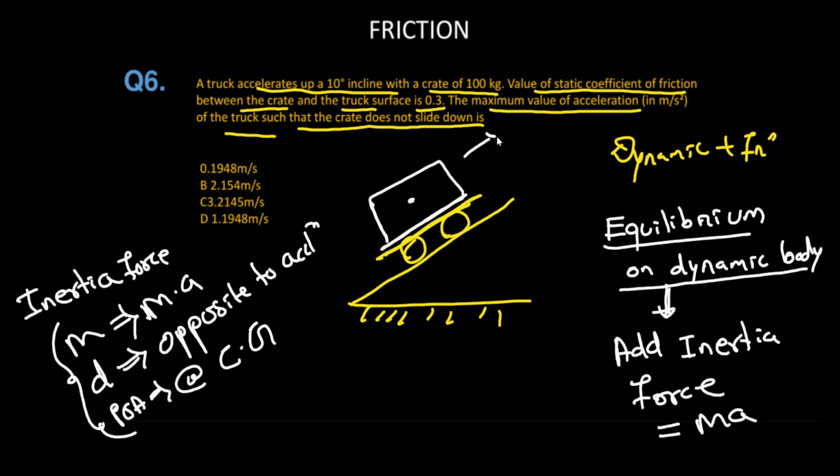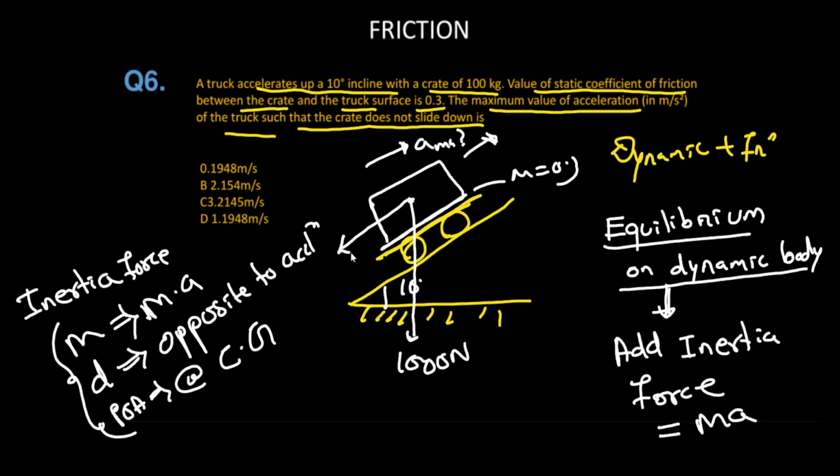Suppose the truck is going up. The truck has an inclination of 10 degree, and the crate is 100 kg, so nearly 1000 Newton is the weight. The static coefficient of friction between these two surfaces, mu, is 0.3. The maximum acceleration of the truck such that the crate does not slide is asked. So the inertia force will be in this direction, that is ma. This is the force you just need to add on this free body diagram. Then the equilibrium condition can be applied and you can calculate everything.